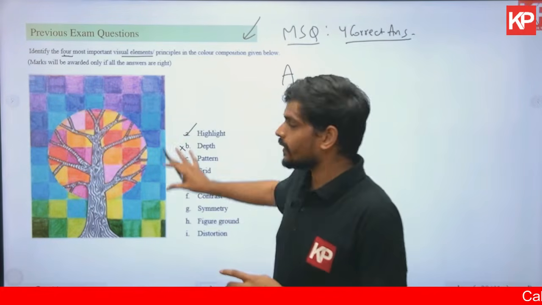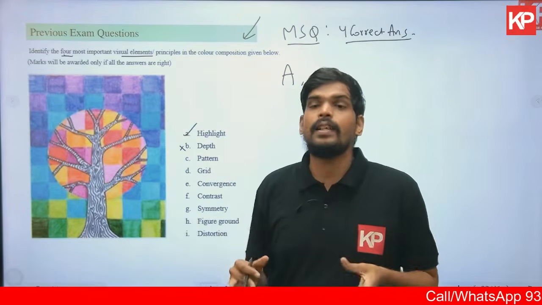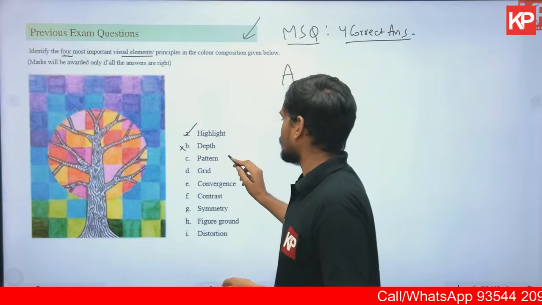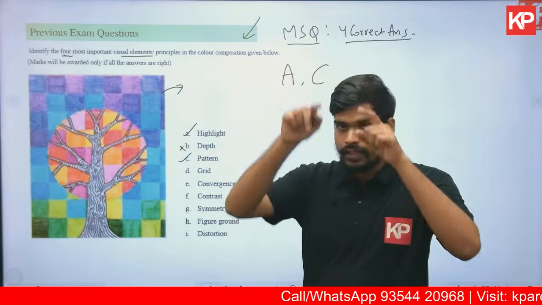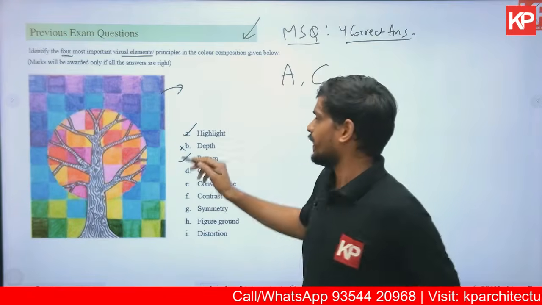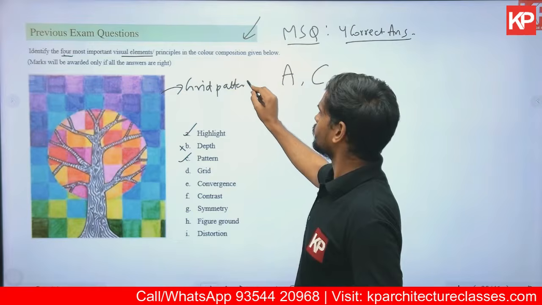So is there any repetitiveness in this particular composition? Is there a pattern which you see? Absolutely yes, it is a grid pattern. Grid is a type of pattern, so pattern is a correct answer. Why? Because in this you have that grid. What is grid? Vertical and horizontal lines. You see a grid pattern in this composition.